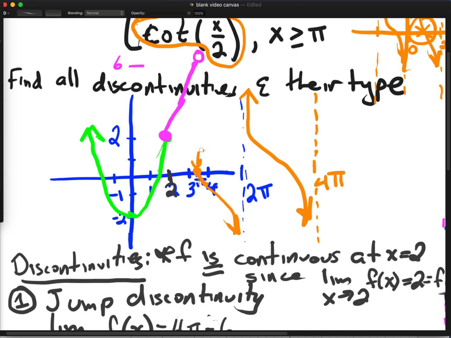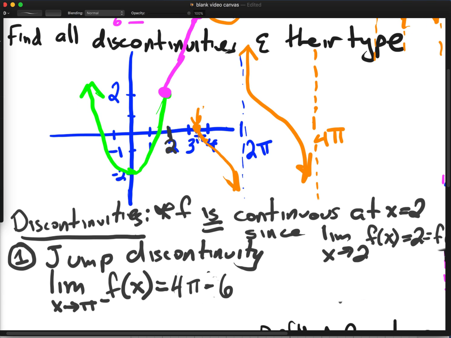Okay, now what about from the right? So this is not equal to the limit as x approaches pi from the right, which was, what was it again? Cotangent of pi over 2, which was 0, right? Yes, that's what we got from the right. So if we approach from the right, we're approaching 0. Does that make sense? Okay, so because it's different from the left and the right, that means it's a jump discontinuity.